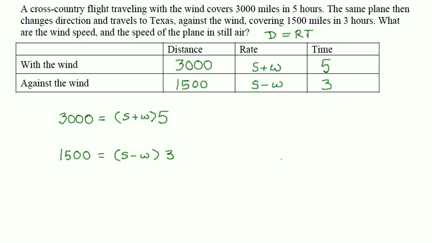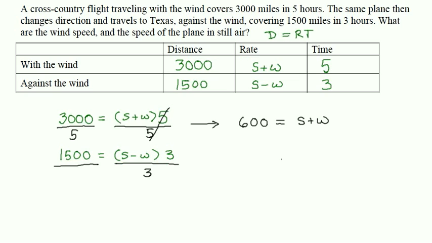Rather than distribute the 5 into the parentheses, since I see that 3,000 is a multiple of 5, it's going to be a little bit easier in this case to just divide both sides by 5 from the beginning to get 3,000 divided by 5, which is 600, equals S plus W. And same thing with the second equation, because 1,500 is a multiple of 3, I'm going to choose to divide both sides by 3, getting me 1,500 divided by 3, which is 500, equals S minus W.